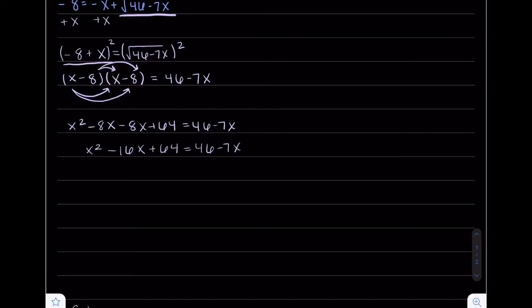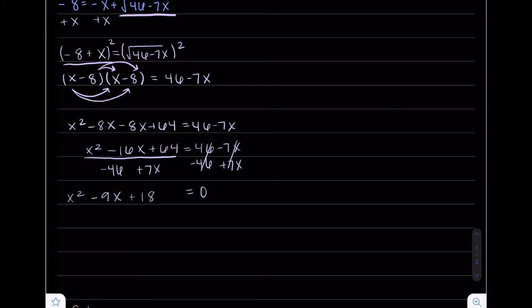Now, remember, to be able to factor, we need to make sure that it's equal to 0. So let's get rid of this 46, and let's get rid of this 7x, so that we'll have this side equal 0. Then over here we'll get x squared minus 9x plus 18 is equal to 0.